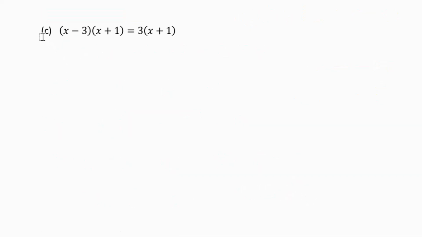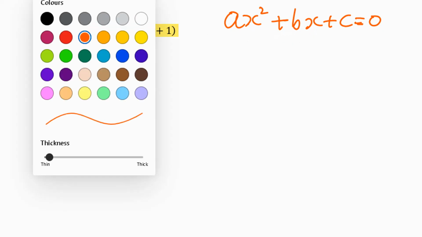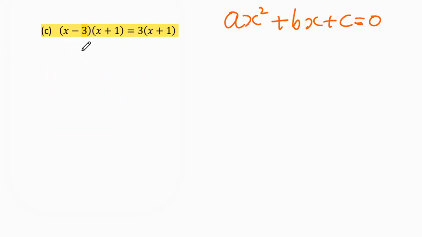Then in question 3c, we have to solve this equation. Now, this equation is clearly not in standard form or in standard quadratic form. Remember, the standard form is ax squared plus bx plus c equals 0. Now, we need to first write the equation in this form, in standard form. And we can start by multiplying out the brackets on the left-hand side.